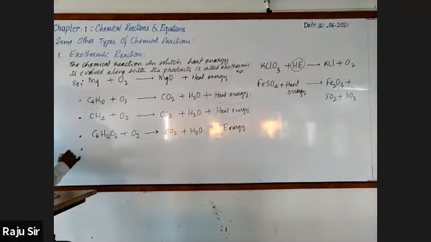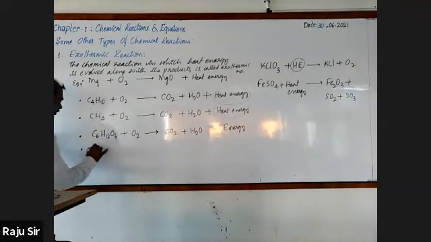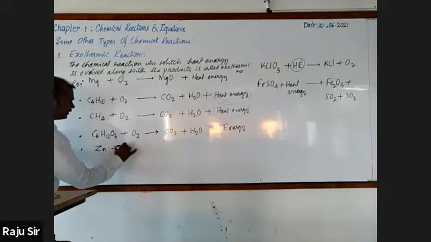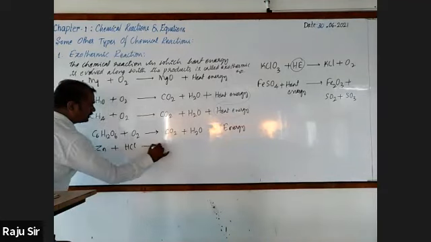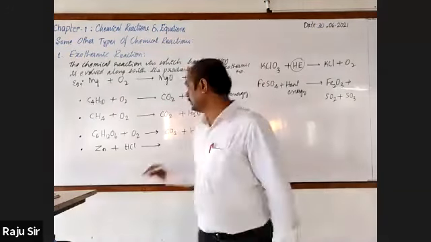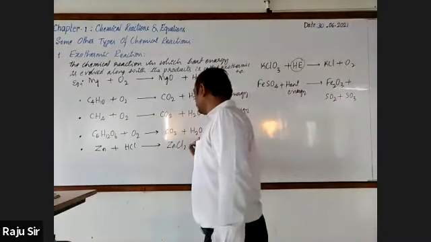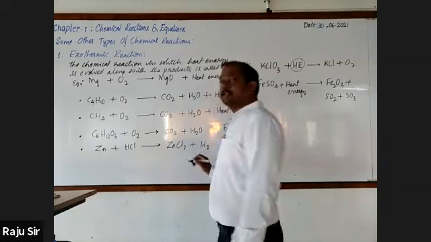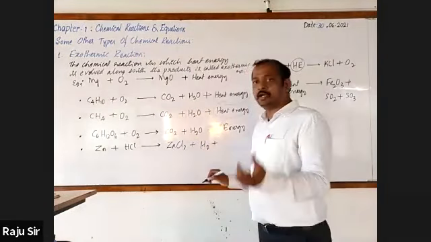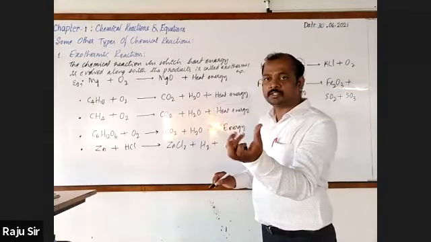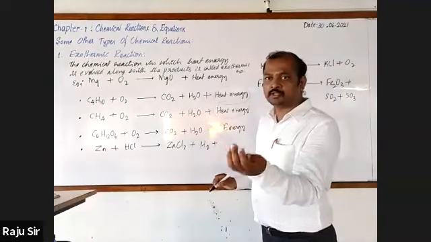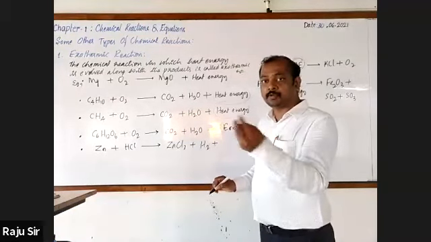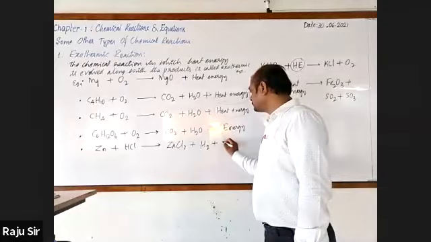I go for taking another one. That is, we all know that zinc reacts with dilute hydrochloric acid to form zinc chloride, ZnCl2, plus hydrogen gas is liberated. Here also on touching the beaker or the test tube, we will come to know that it is warm because there also heat energy is produced, right?